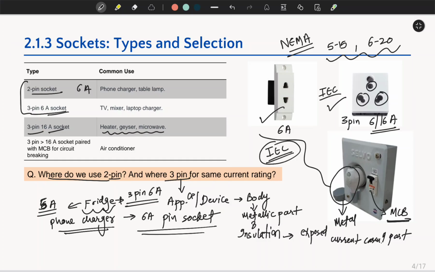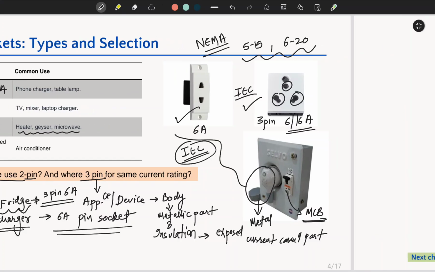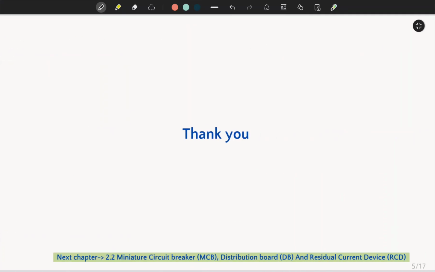So for the time being, I am completing this chapter of module 2. Thank you for your time and attention. The next chapter in the same module will be related to MCBs, which are miniature circuit breakers, the distribution board, and RCDs, which are residual current devices, mostly RCCB in the case of IEC standard, and GFCI, ground fault circuit interrupters, in the NEC standard.